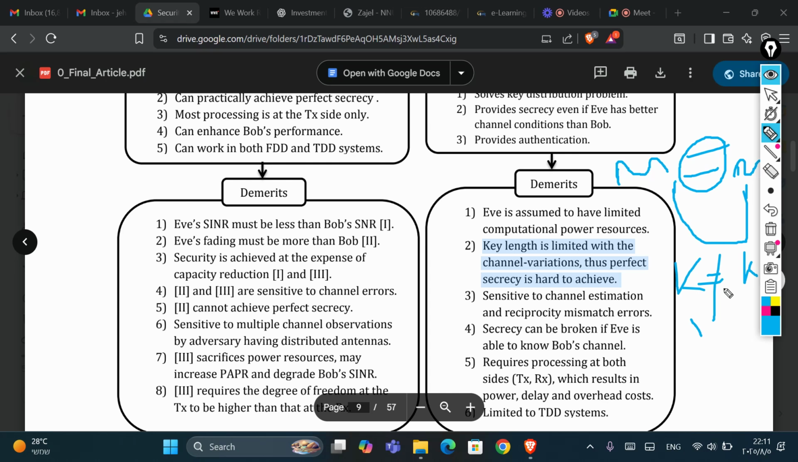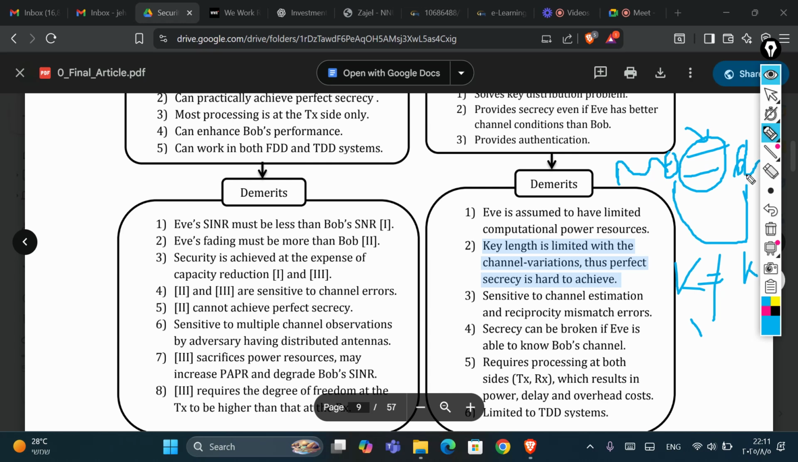Now, why do we have this mismatch? I told you one reason is because there is a delay between the estimation at the transmitter and that at the receiver. Sometimes there is interference in the downlink more than the uplink. Sometimes the hardware components at the transmitter are not exactly the same as at the receiver.